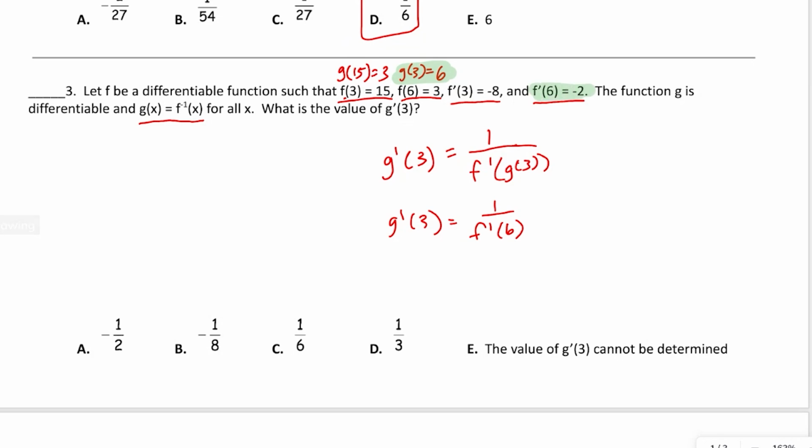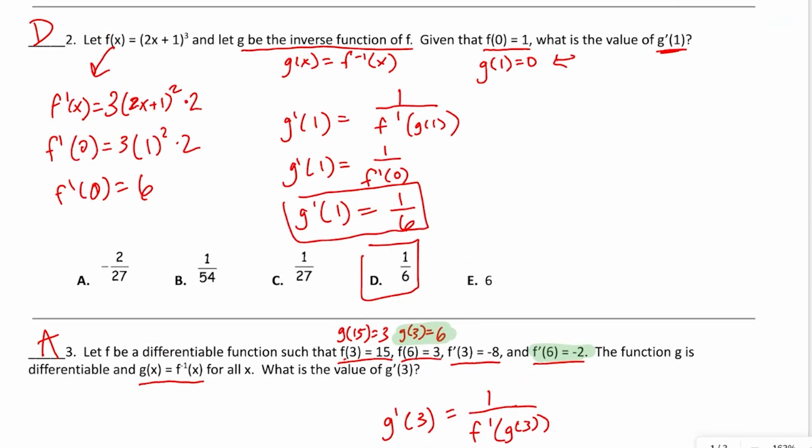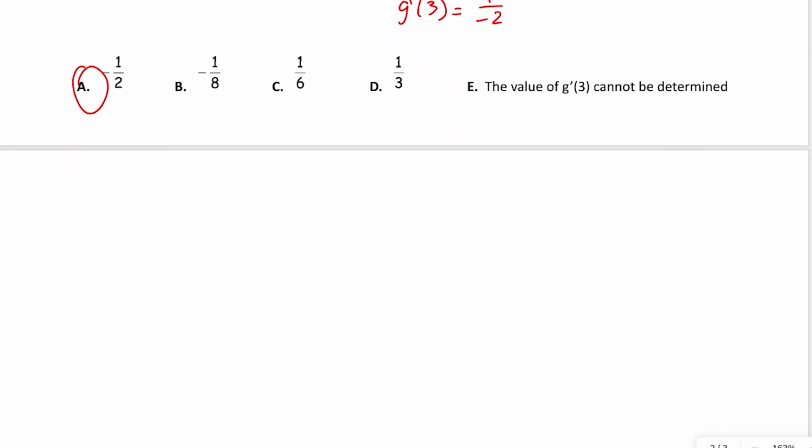So this one actually works out to be pretty easy. G prime of 3 is going to be 1 over negative 2. So our answer is A. Yeah, it wasn't so bad. The hardest part, I think, is just going to be committing that derivative rule to memory. You already know so many derivatives.